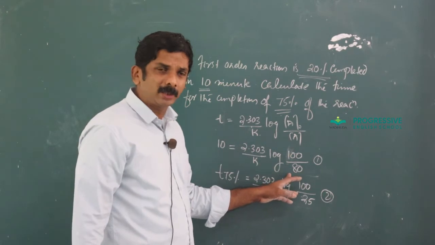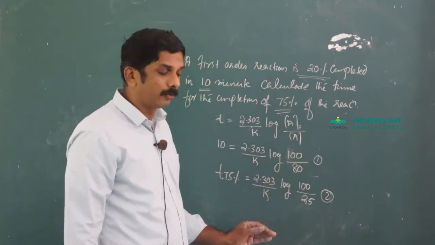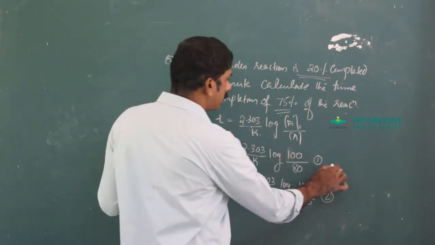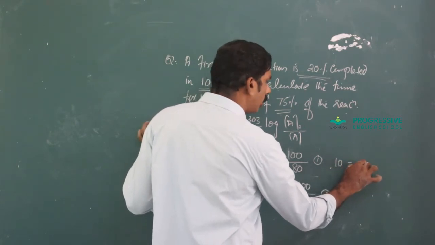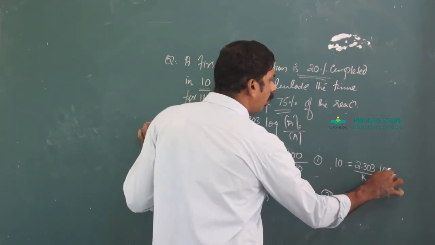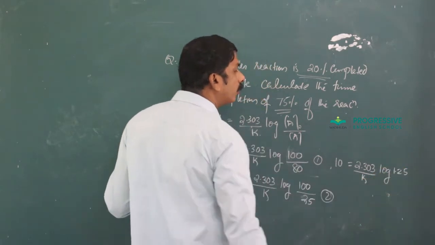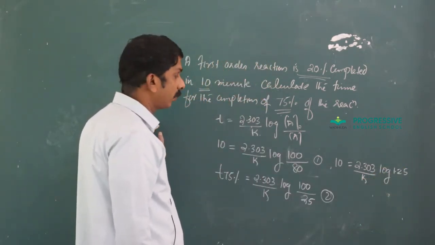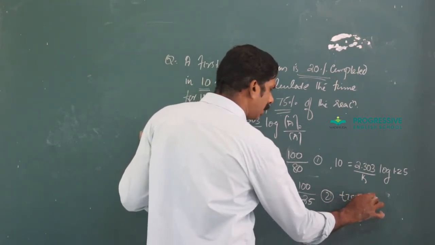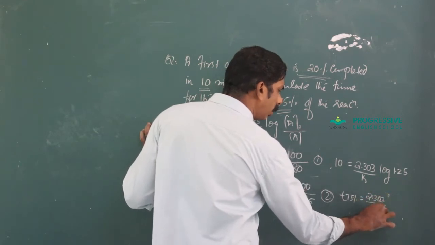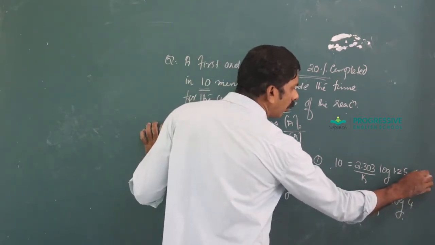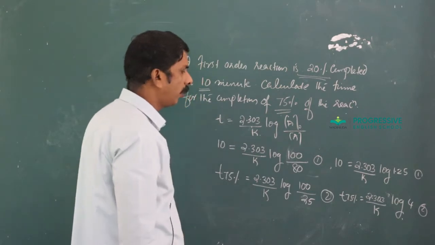100 by 80 means 10 by 8, which is 1.25. So 10 equal to 2.303 divided by K log 1.25. Here T 75% equal to 2.303 by K log 100 by 25, which means 4. Log 4.